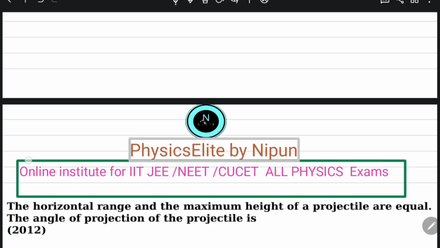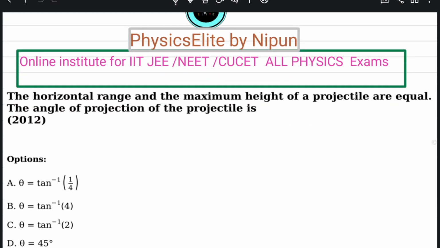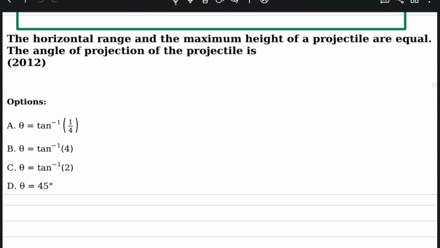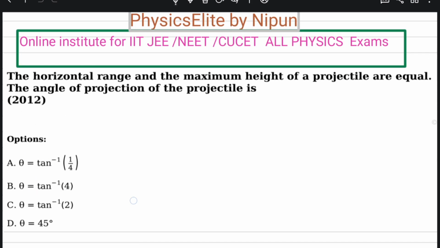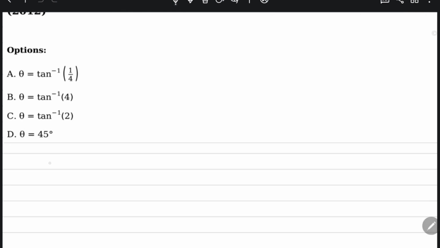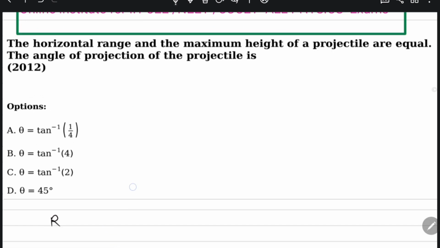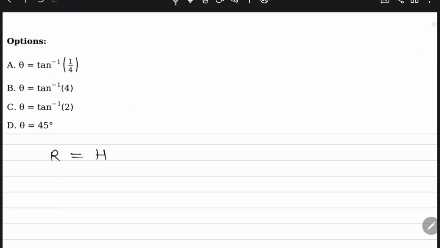Understand? The horizontal range and maximum height of a projectile are equal. This means they are saying the angle of projection of the projectile is... In this, what they are saying is that the horizontal range and maximum height of the projectile are the same. So the range formula, you know, is u square sine 2 theta upon g, and the maximum height is u square sine square theta upon 2g. Getting my point?